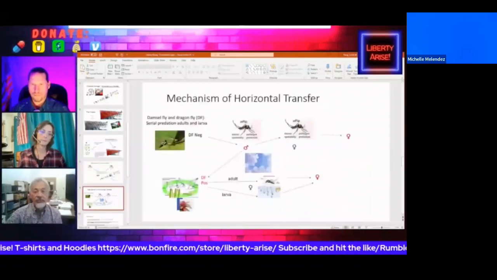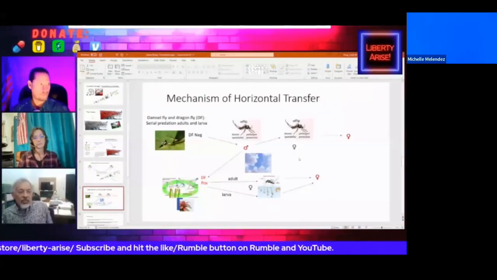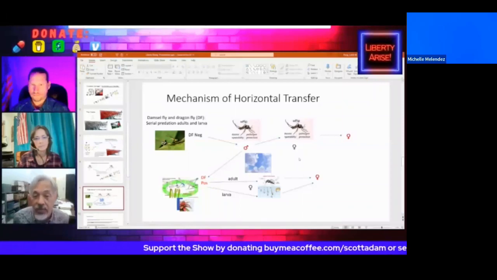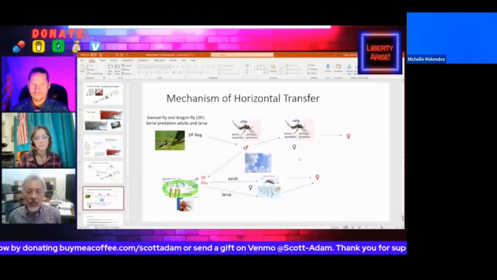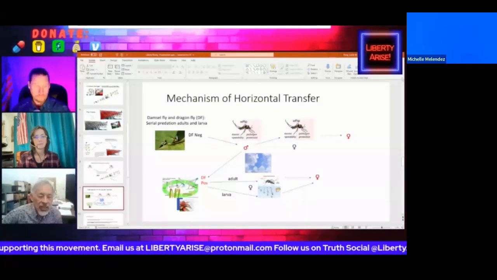Okay. Here's another way. One horizontal mechanism wasn't good enough. This mechanism is called serial predation. Something bites your Wolbachia insect, and it contaminates its mouth parts. You can label it green. And then it goes and bites another one. It's biting all these things, and it doesn't kill all of them. Some of them survive. And lo and behold, the classic example is wasps biting on aphids.